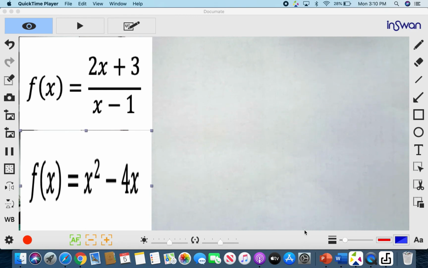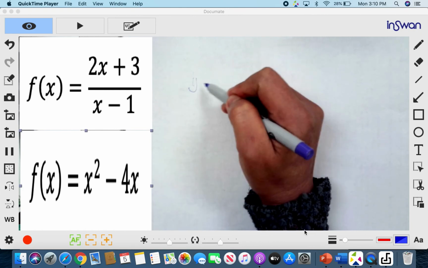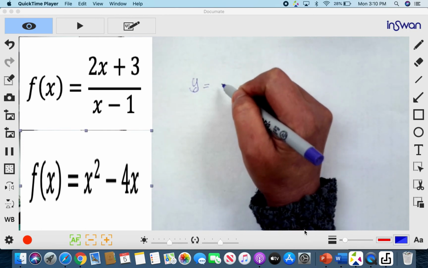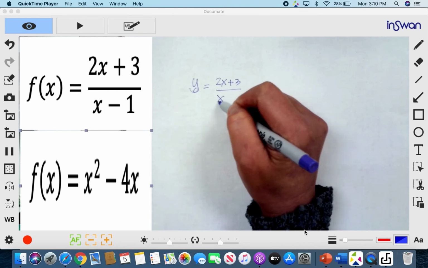Finding the inverse of a function, you just have to have the appropriate algebraic strategy to switch the x and y of your function. So let's say you have the first function f of x equals 2x plus 3 all over x minus 1. The first step always, that's the standard, is to put your function in the y form. So y equals 2x plus 3 all over x minus 1.